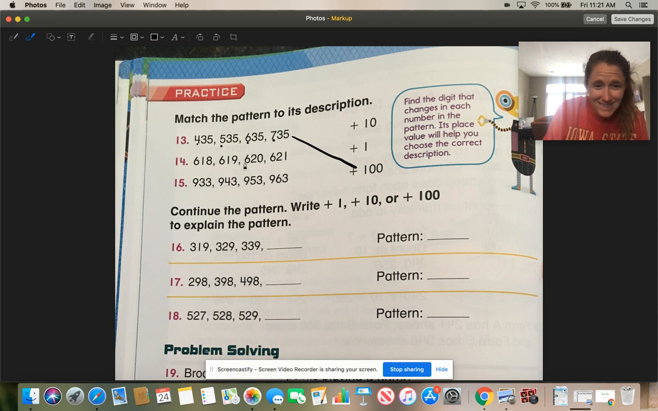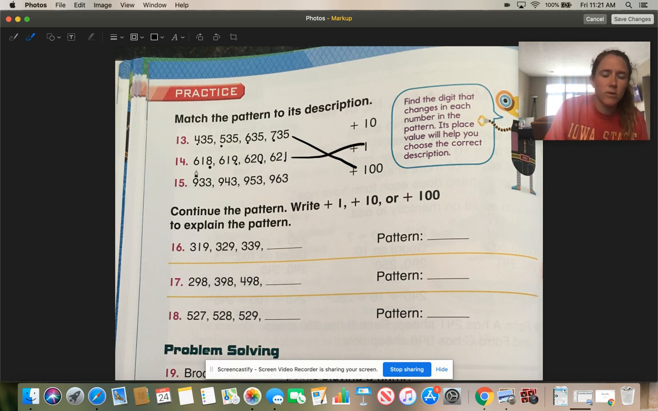618, 619, 620, 621. So it looks like the hundreds and the tens are staying the same and the ones is changing. Now this one's tricky because technically both of these changed, but we're counting up by one because the tens had to change too.